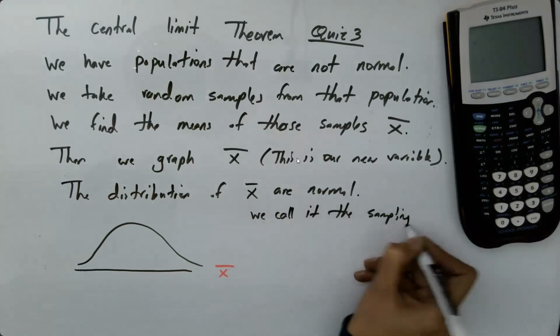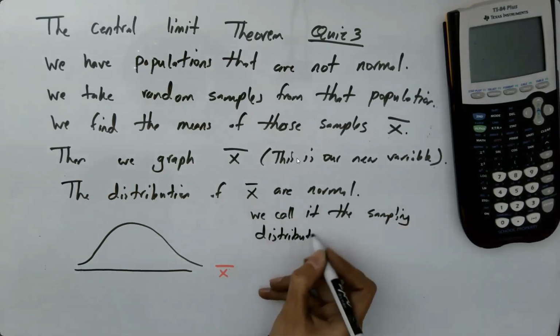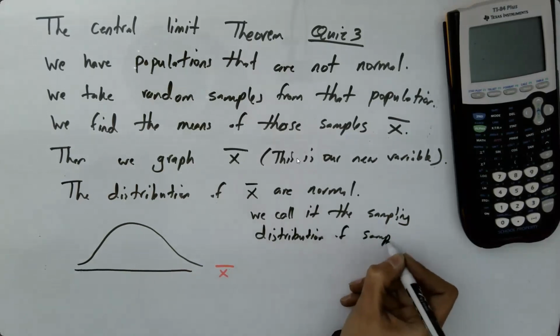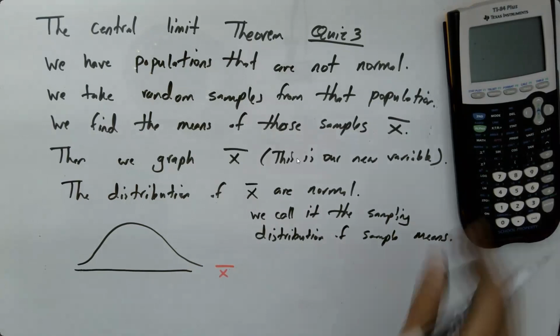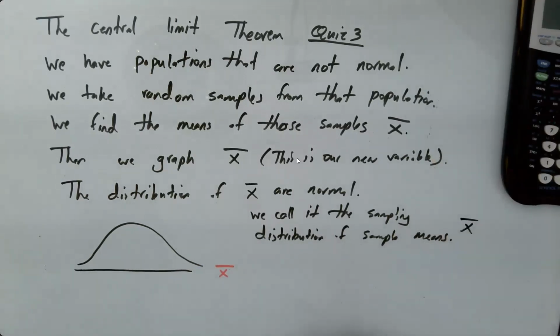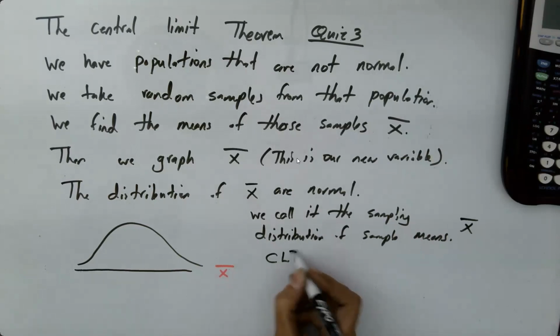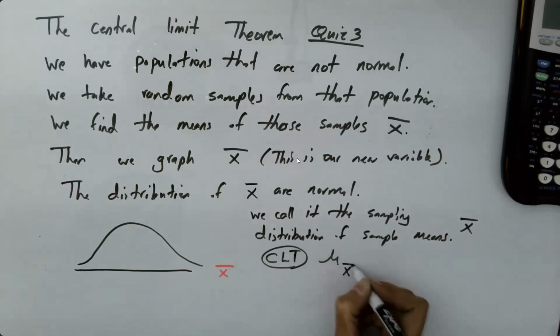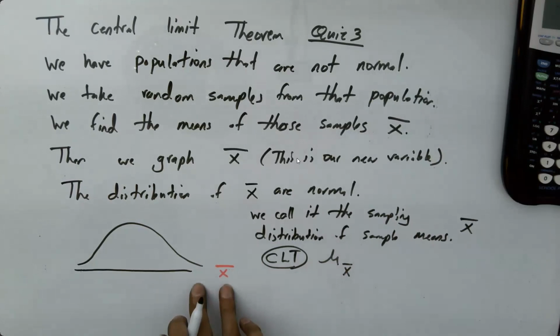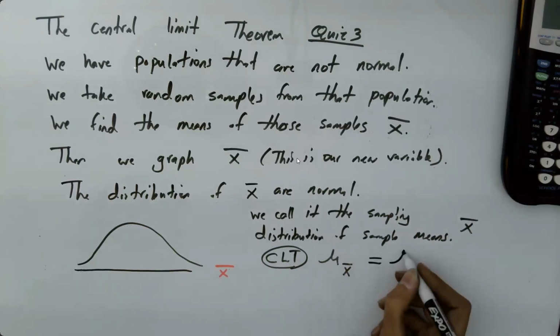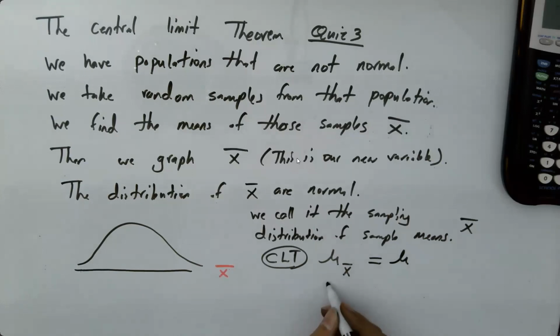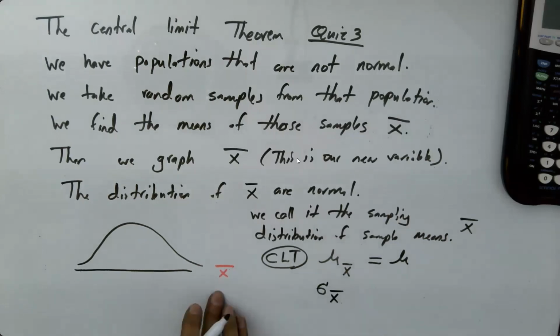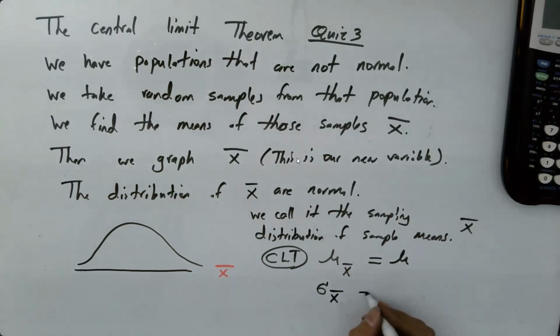of sample means, X bars. And the central limit theorem says mu sub X bar, the mean of this distribution, is the same as the mean of the population, and the standard deviation of this distribution, sigma sub X bar, is the standard deviation of the population divided by the square root of n.